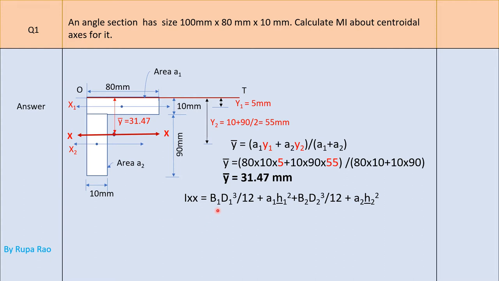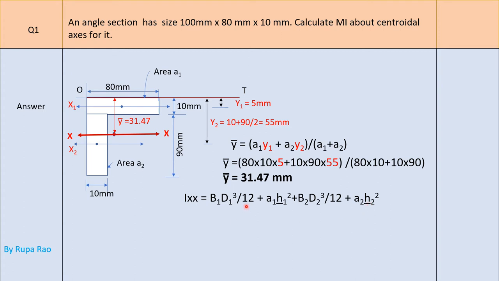So Ixx will be, for this top rectangle of area A1, this horizontal dimension we will call B1, and this vertical we will call D1. So B1 D1 cube by 12 plus A1 H1 square. So I am transferring the moment of inertia from the axis x1 to xx, Ix plus A h square. Similarly, for the second rectangle, it will be B2 D2 cube by 12 plus A2 H2 square, where B2 is this horizontal dimension and this 90 vertical dimension we call D2.